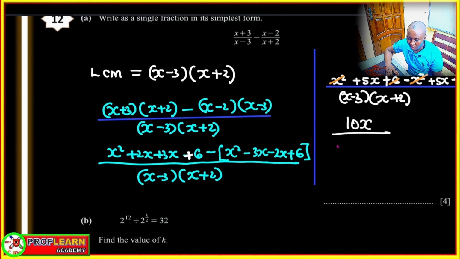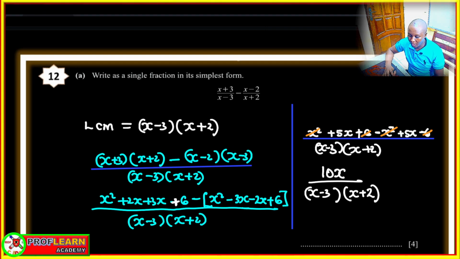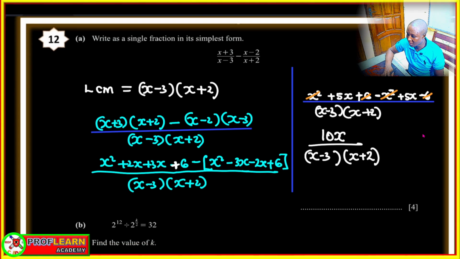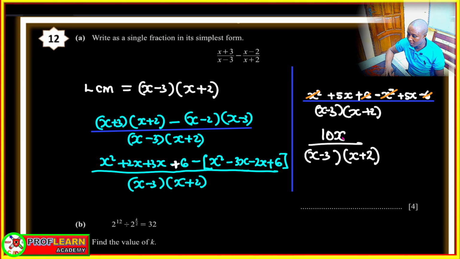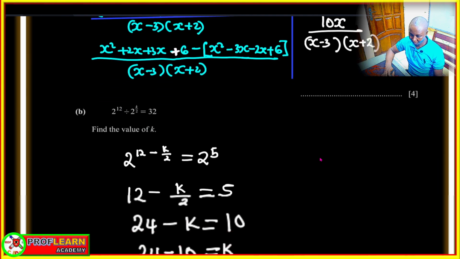Yeah, I think you need to see this clearly, and then I have to move this a little bit so that it's quite visible. You don't cry that you didn't see the part that was obstructed here. Yeah, so you can see now this x squared and x squared will cancel out, 6 will cancel with this 6, and finally our answer is going to be 10x over (x minus 3)(x plus 2). Yeah, so that's what you want to have.